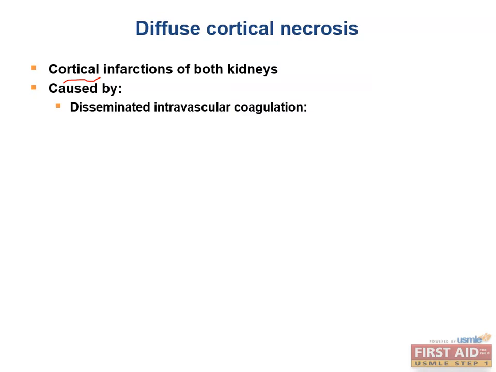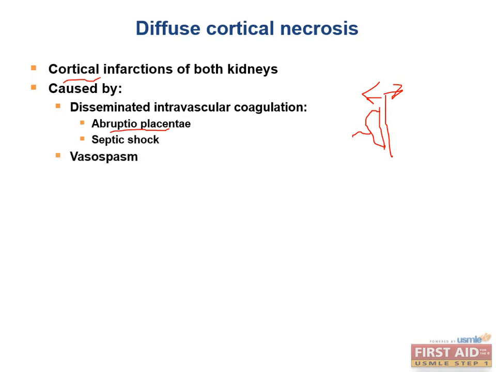So things that can cause that are obstetric catastrophes such as abruptio placentae, where the placenta, let's say this is the placenta, separates from the uterine wall. It can also be caused by septic shock, where there's disseminated intravascular coagulation as well as vasospasm. And both of these lead to small infarctions in the cortices of the kidney.